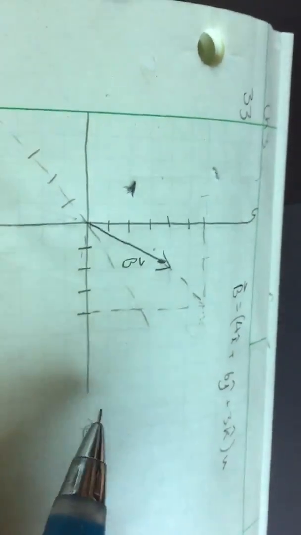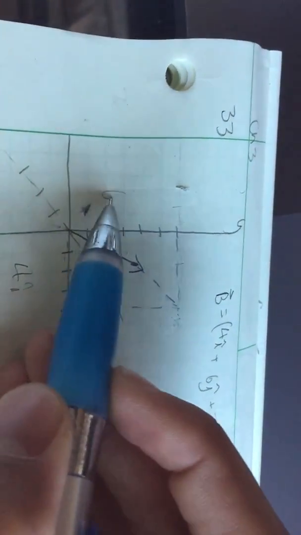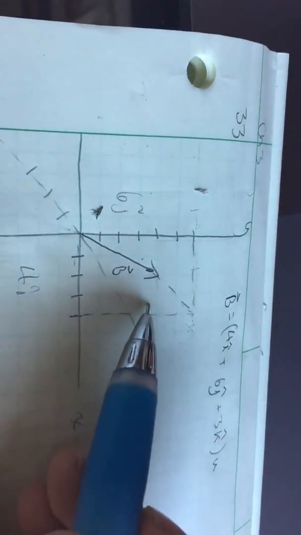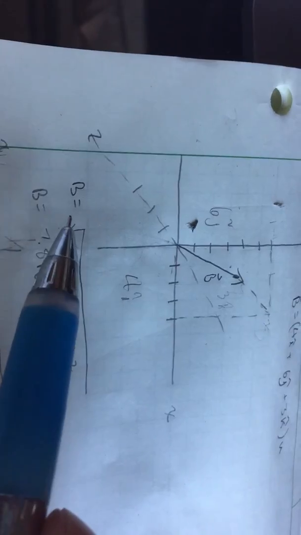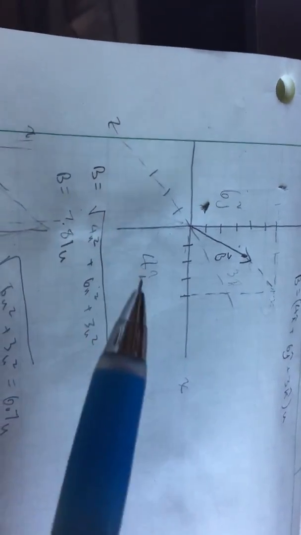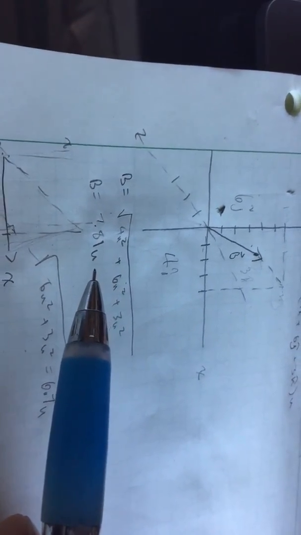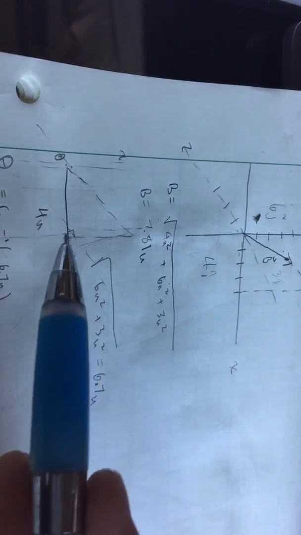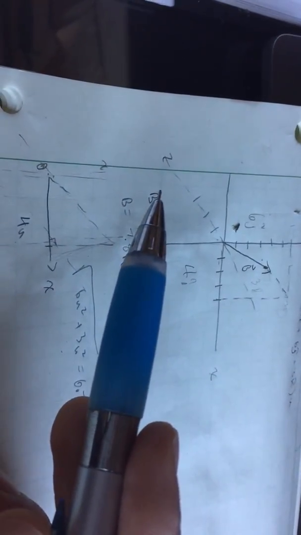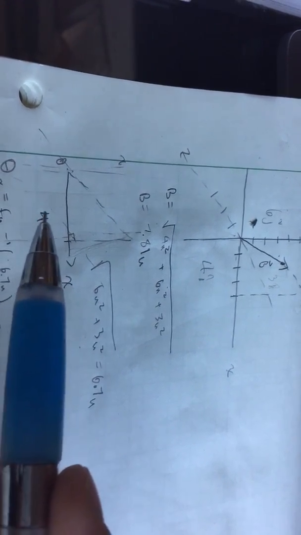We can see that vector B has an x component of 4i, a y component of 6j, and a z component of 3k. To determine the magnitude, we simply take the square root of the sum of each of these components squared, which gives us 7.81 units.